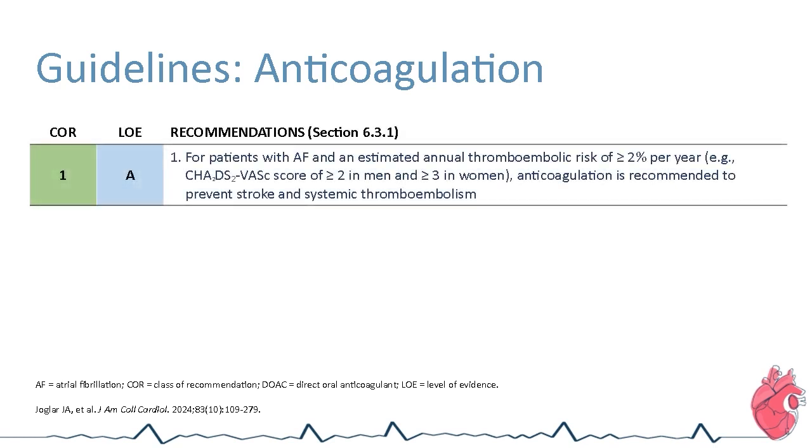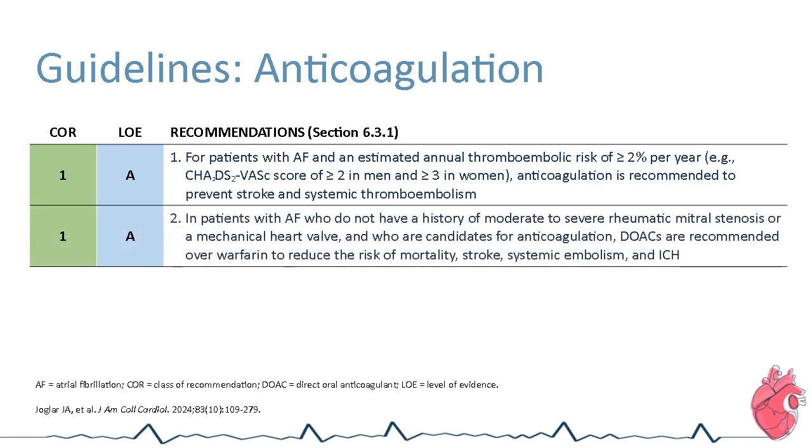So what do our guidelines say about atrial fibrillation? Remember, there's a class 1, level of evidence A recommendation for anticoagulation in patients with atrial fibrillation and an annual stroke risk of approximately 2% per year or greater. That really ends up being a CHA2DS2-VASc score of 2 or greater in men or 3 or greater in women.